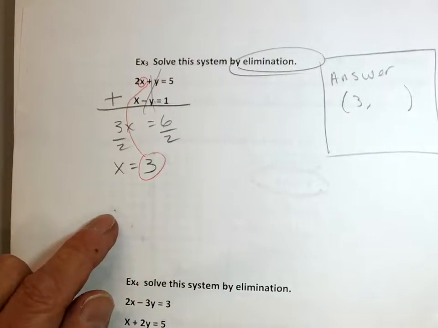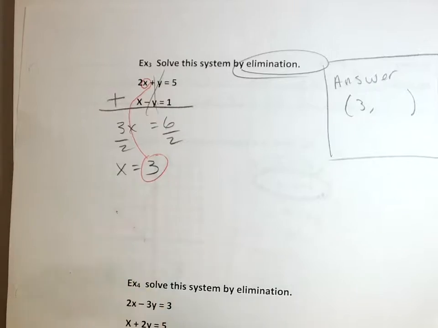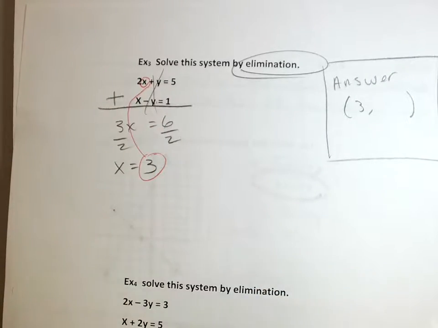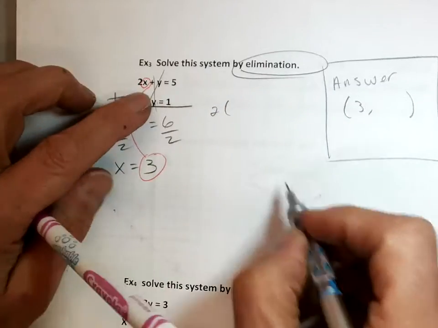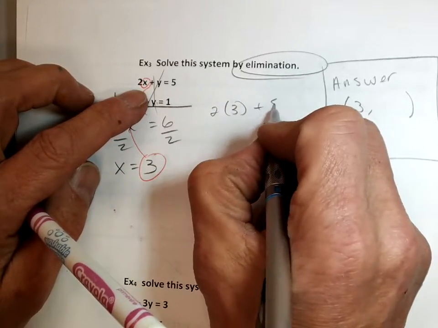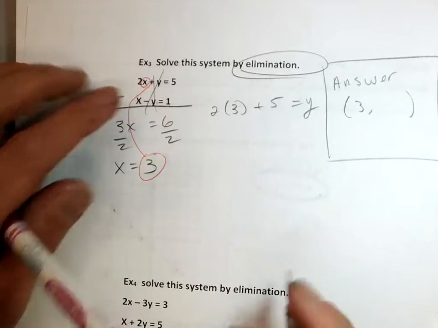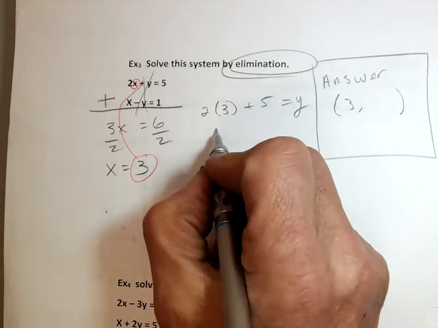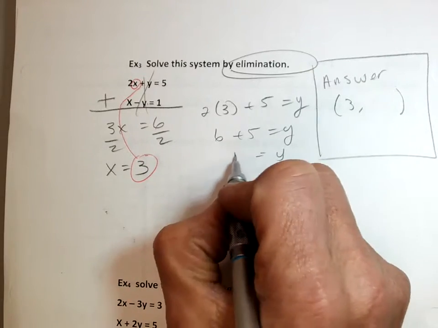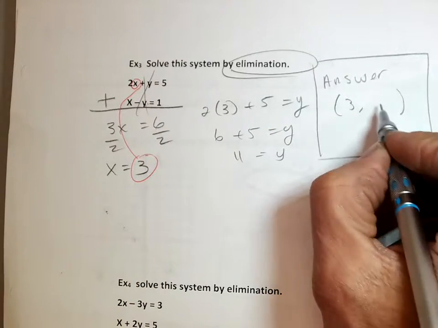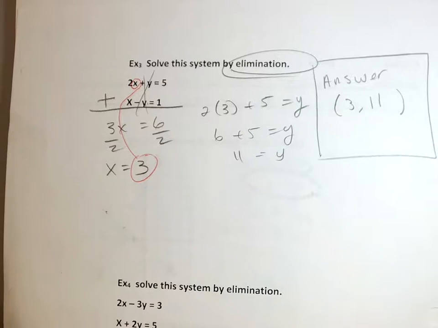Okay. So to find the corresponding y value, since x is equal to 3, plug the 3 in. Again, you guys did this in Algebra 1. So I'm going to take 2 times, plug in my 3, plus 5 equals y. 6 plus 5 equals y. y is equal to 11. Okay, 3, 11. A lot easier.